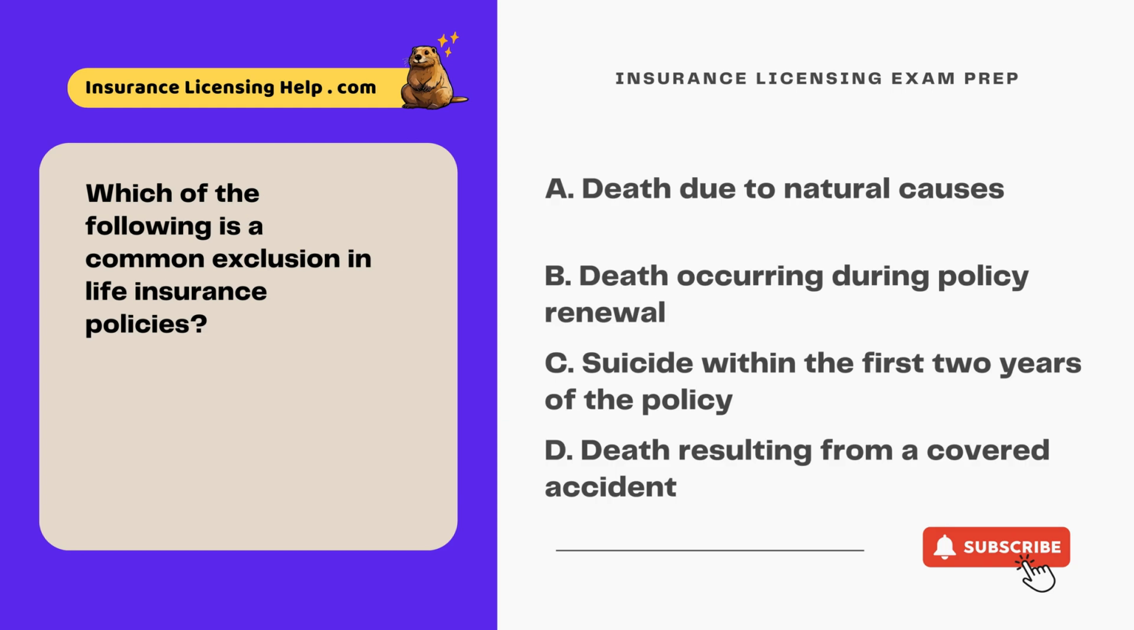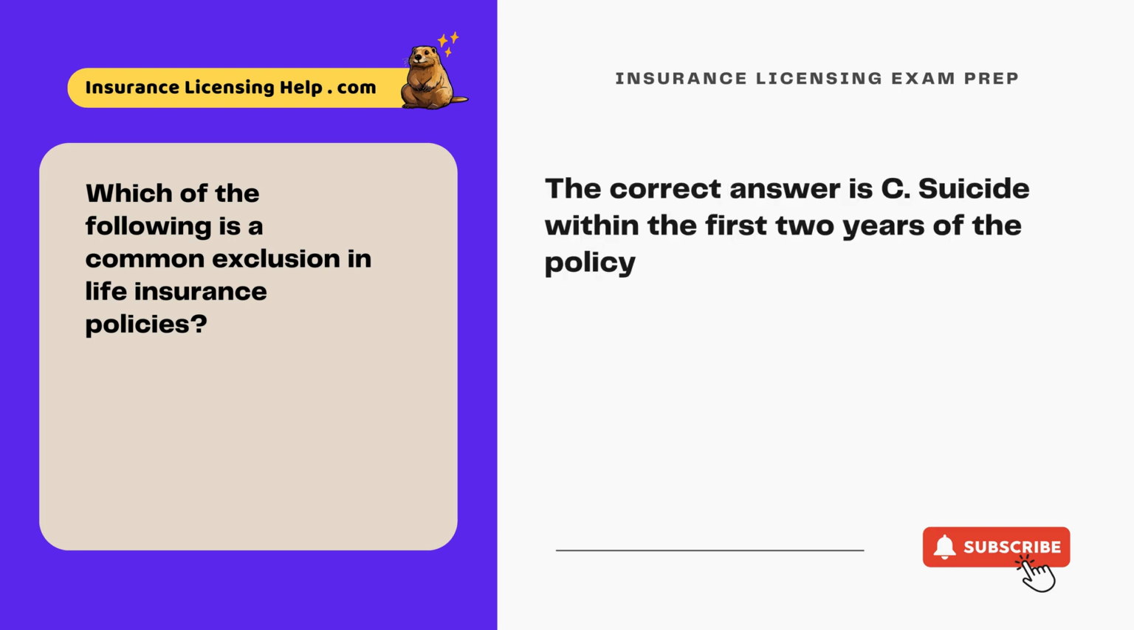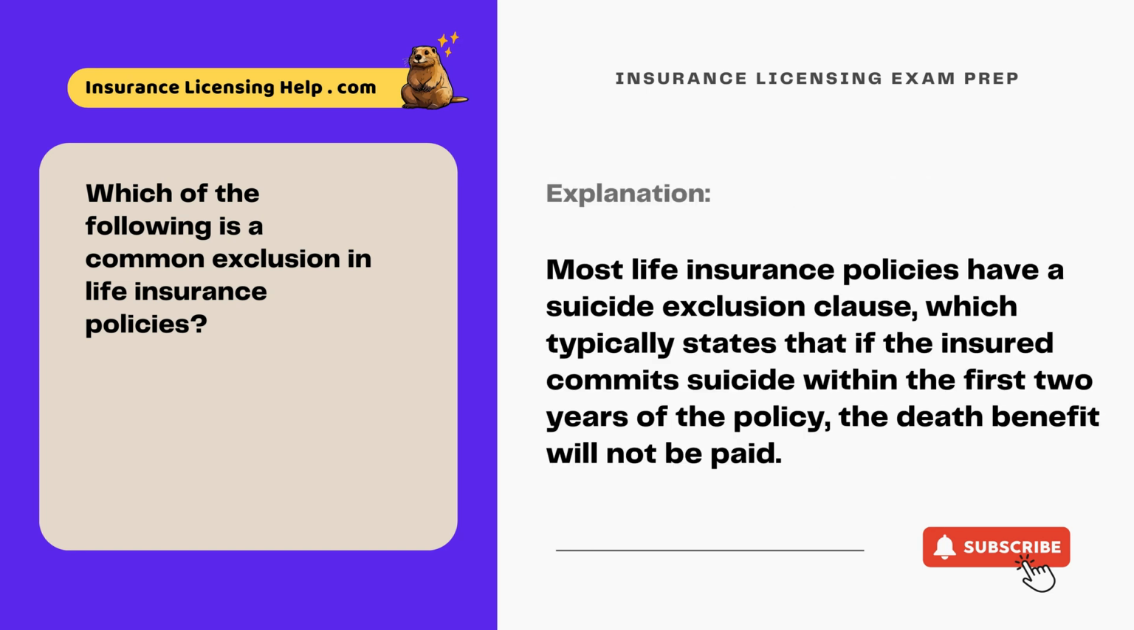Which of the following is a common exclusion in life insurance policies? A. Death due to natural causes. B. Death occurring during policy renewal. C. Suicide within the first 2 years of the policy. D. Death resulting from a covered accident. The correct answer is C. Suicide within the first 2 years of the policy. Most life insurance policies have a suicide exclusion clause, which typically states that if the insured commits suicide within the first 2 years of the policy, the death benefit will not be paid.